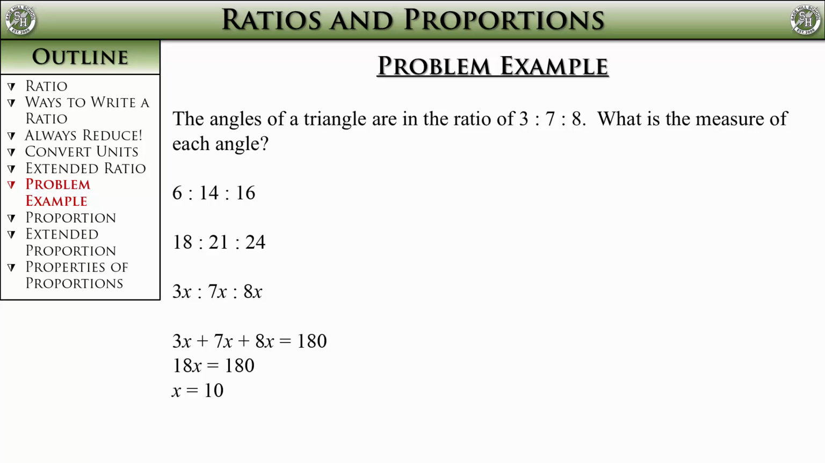It asked for the measures of the 3 angles. So you need to plug x back into the 3x, the 7x, and the 8x to get the final answer. 30 degrees, 70 degrees, and 80 degrees. You can quickly verify that those are in the correct ratio, and that they also add up to 180 degrees. This is a very typical problem from this section.